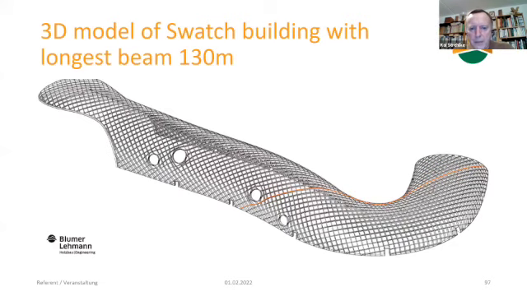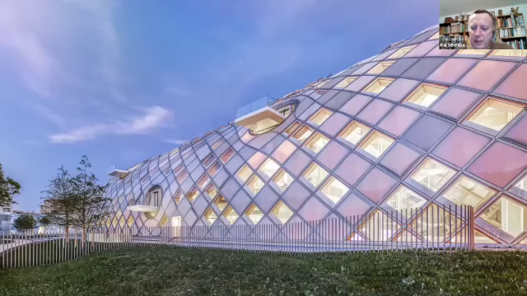So it's 4,600 segments, all doubly curved. There's not a straight surface in the whole building. And the longest structural beam is 135 meters. And you can see the directions, it's always changing. So this was quite a challenge to produce this building.